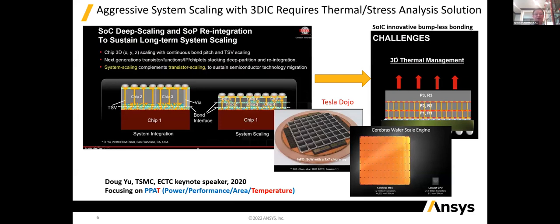For the 3D IC problem, let's focus on thermal and stress. Here on the left, according to VP Doc Yu, temperature should be the fourth dimension when we design the chip, in addition to power, performance, and area. The left part is a CoWoS-based design, and people are putting 5 chips, 10 chips, or even 20, 30 chips on top of the CoWoS.